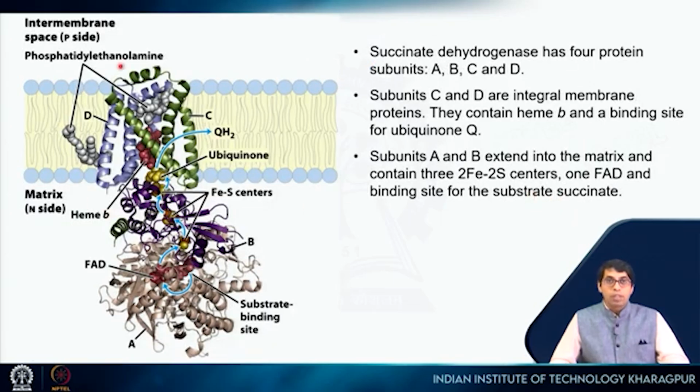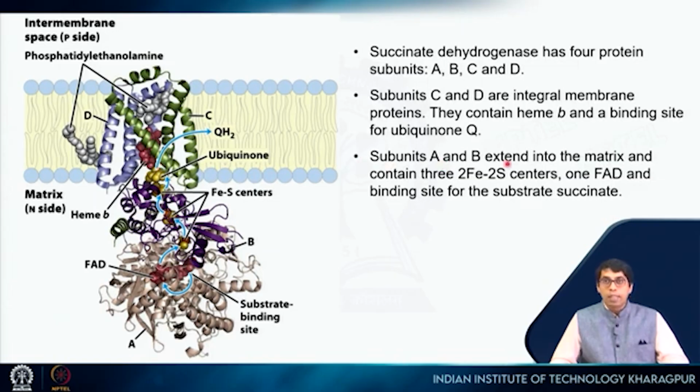So this will be the structure of succinate dehydrogenase. So there are 4 subunits A, B, C and D, and you can see that these subunits are labeled here. So this is A, B is here, C and D are here, right? So C and D are integral membrane proteins. You can see that they are embedded in the inner membrane of the mitochondria. They contain heme B and a binding site for ubiquinone. So ubiquinone is bound to these subunits C and D, and they also have heme B. So heme B, this red molecule that you see, that is heme B.